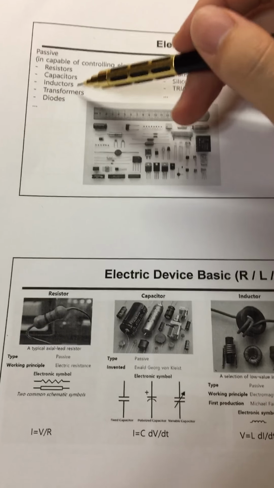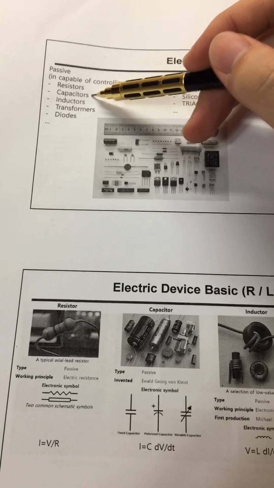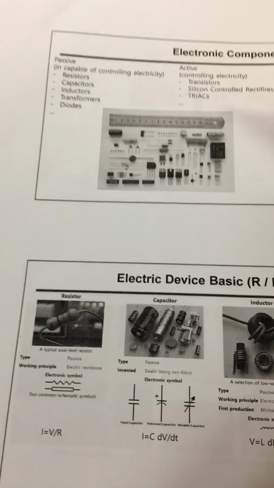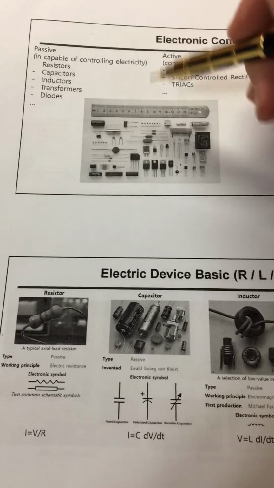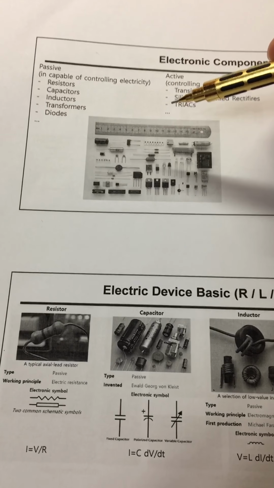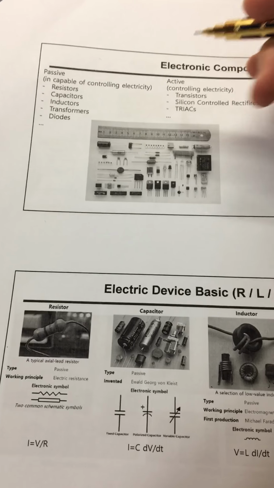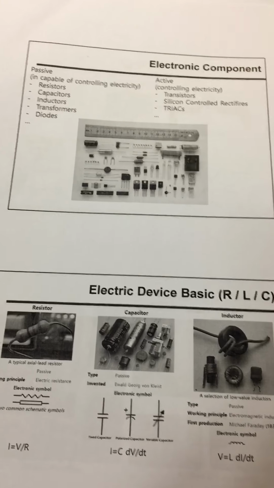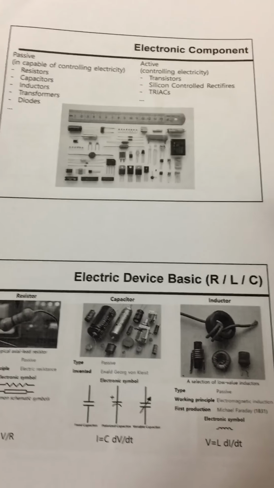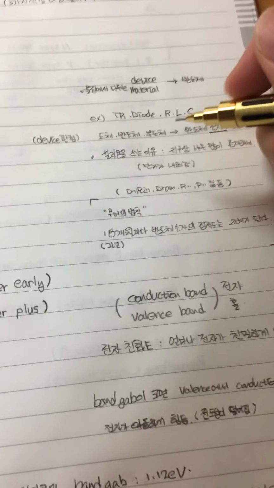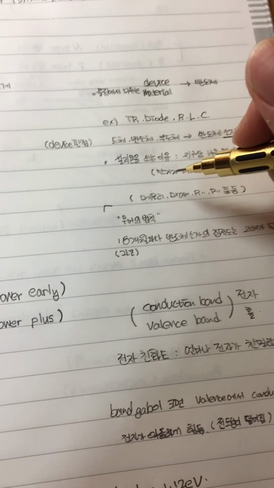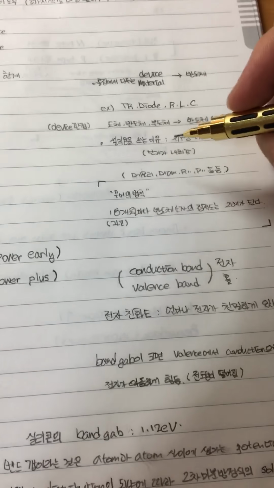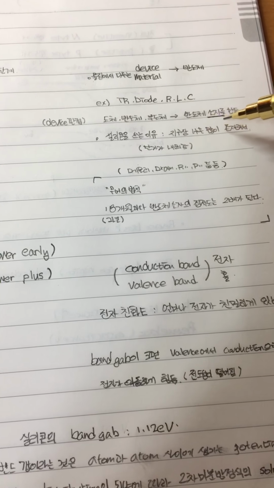Electronic devices are composed of things like capacitors, resistors, diodes, and transistors. When we create a semiconductor, we use conductor, semiconductor, and insulator. We use silicon when making semiconductors because there is a lot of silicon on Earth.